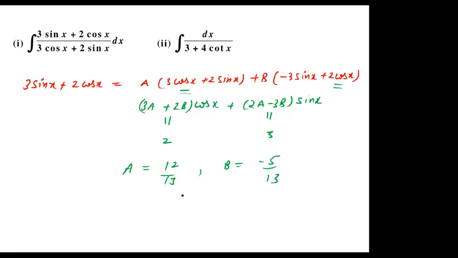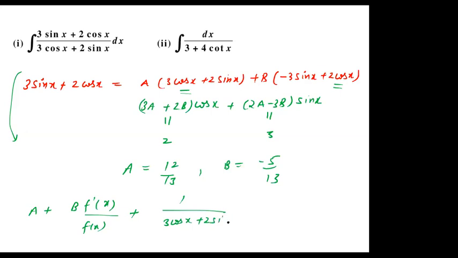So when it is being converted into this, it is very, very simple, right? Because it is nothing but you have to divide this whole expression by the denominator. That's it. So this expression will get converted into a plus b times f dash x upon fx, plus 1 upon 3 cos x plus 2 sin x. That was fx, right? So we have to integrate this.